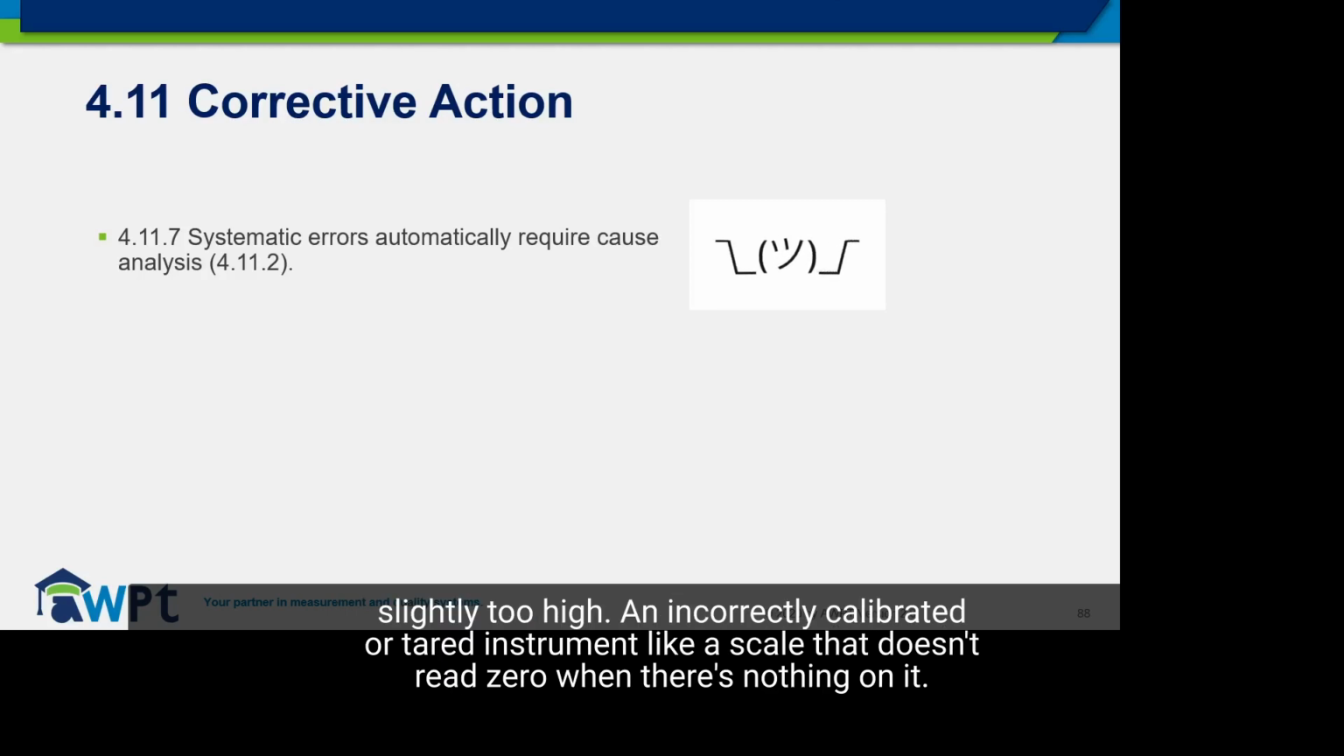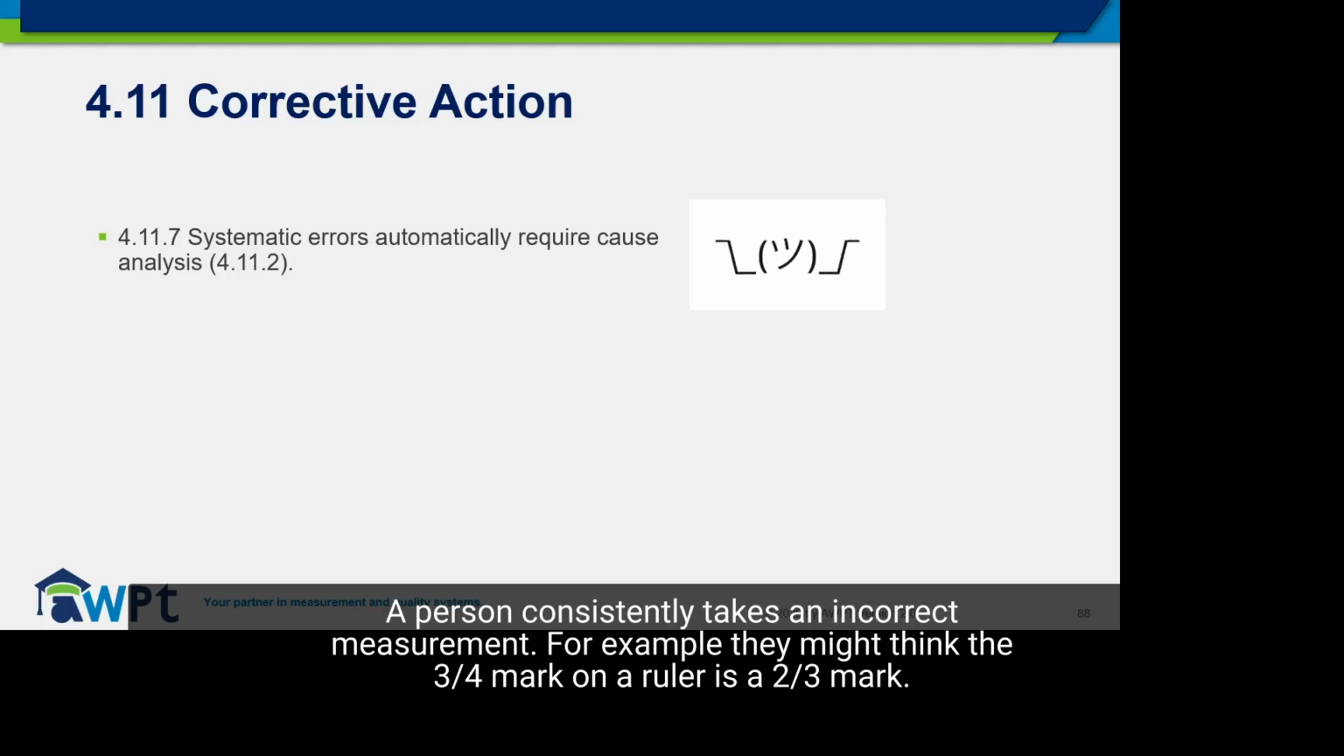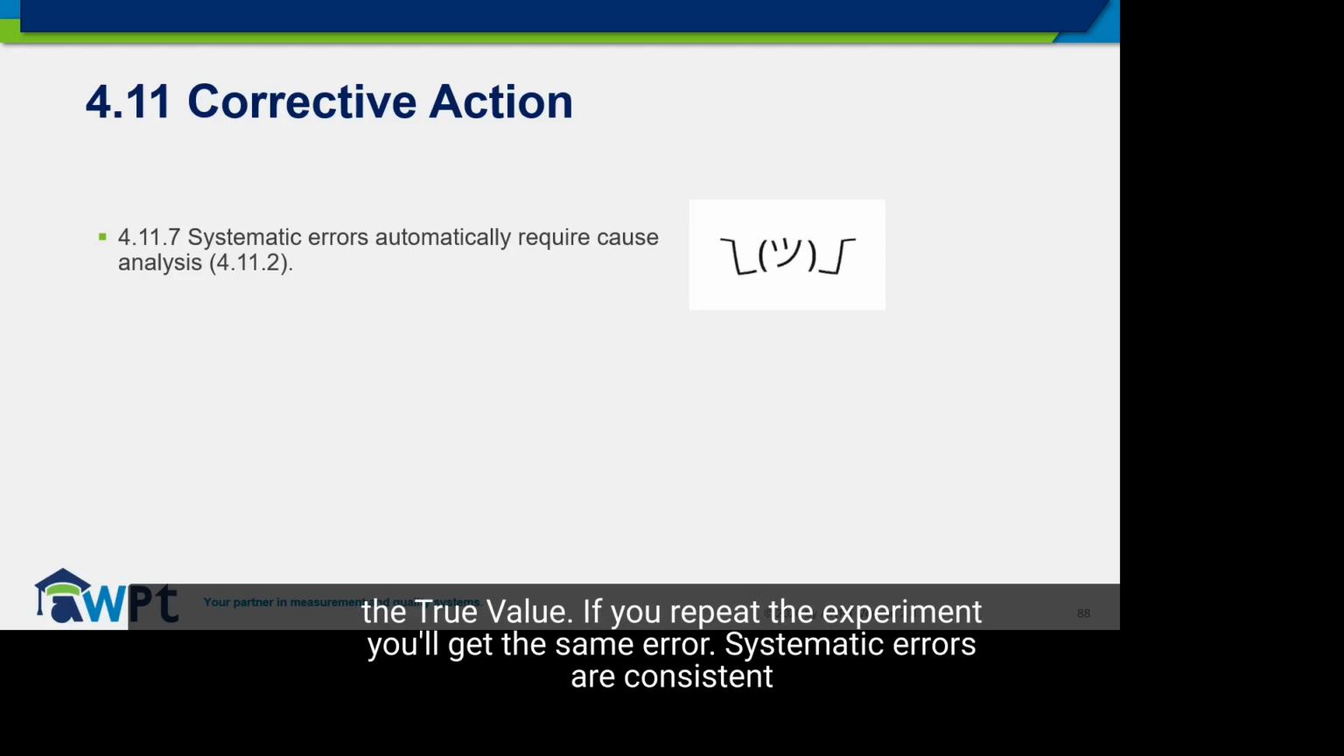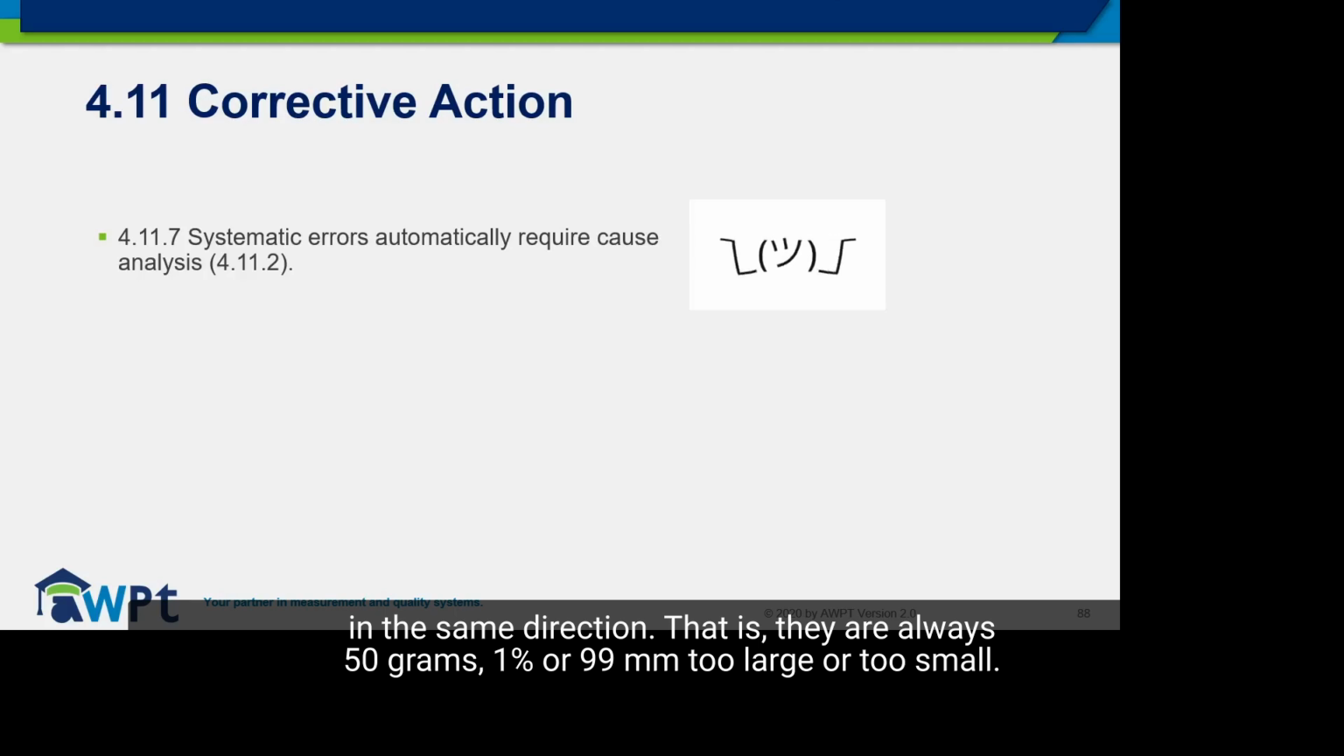An incorrectly calibrated or tared instrument, like a scale that doesn't read 0 when there's nothing on it. A person consistently takes an incorrect measurement. For example, they might think the 3/4 mark on a ruler is the 2/3 mark. Systematic errors produce consistent errors, either a fixed amount like 1 pound or a proportion like 105% of the true value. If you repeat the experiment, you'll get the same error. Systematic errors are consistent in the same direction, that is, they're always 50 grams, 1%, or 99 millimeters too large or too small.